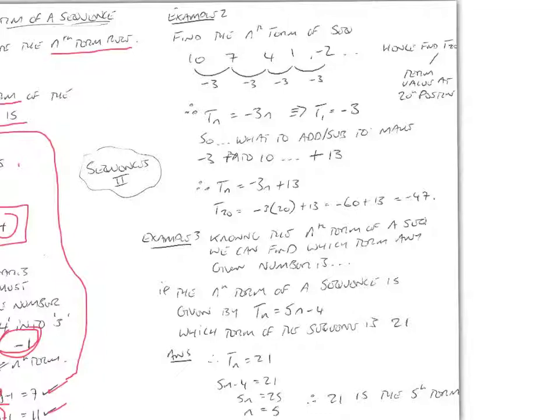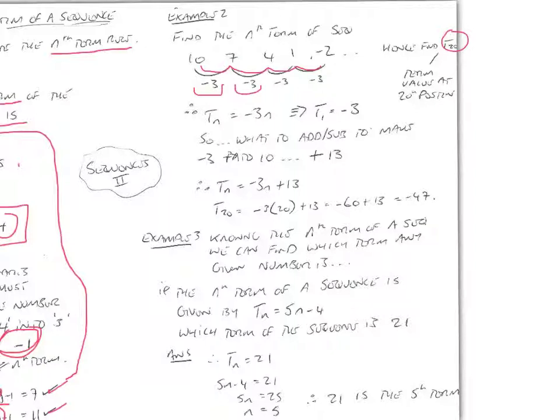And here's a second example. Find the nth term rule of the sequence 10, 7, 4, 1, minus 2. Okay, and hence find T20, the term value at the 20th position. Okay, so to go from 10 to 7 we subtract 3. And from 7 to 4 we subtract 3.